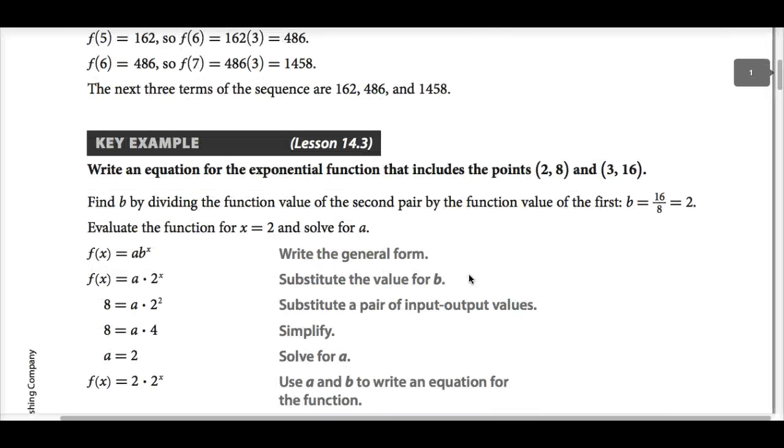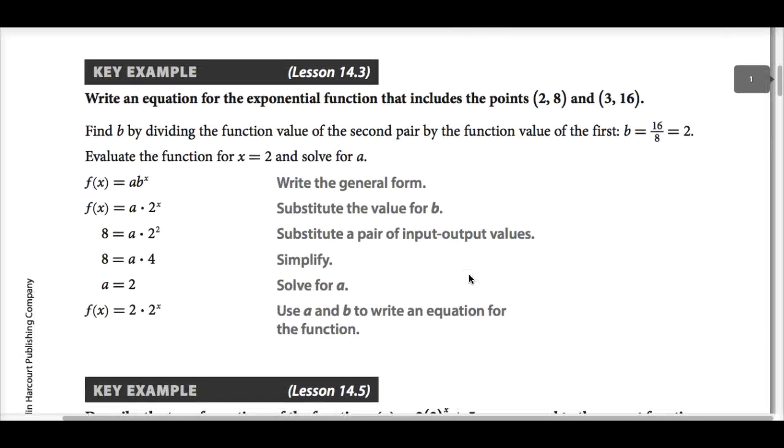Oh, there's no section 2, but here you go. Here's section 3. You got to write an equation for the exponential function that includes the points (2, 8) and (3, 16). You can find b by dividing the function value of the second pair by the function value of the first. Okay, so what does that mean? All that means is you're just going to go 16 divided by 8. Okay, and so they did that and you got 2. That means we're going to be multiplying by 2 every single time, okay?